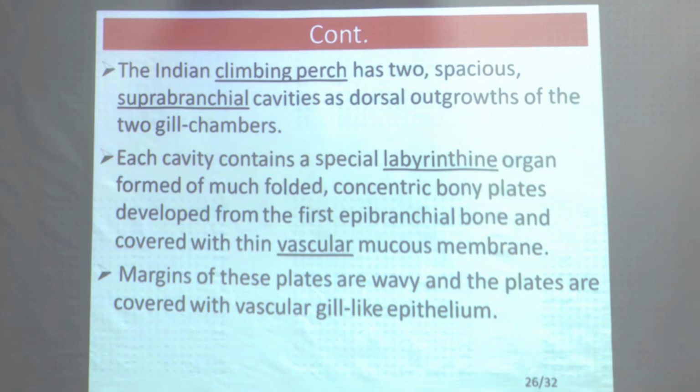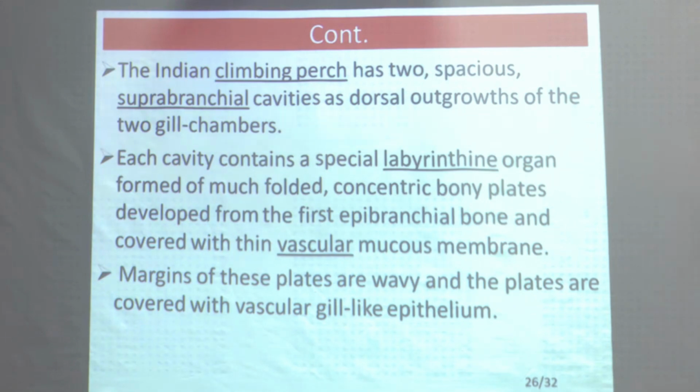So, labyrinthine. This is known as labyrinthine, and arborescent is also an organ. Another one is the labyrinthine organ. This is also one organ, formed of much folded concentric bony plates developed from the first epibranchial bone and covered with the vascular mucous membrane.